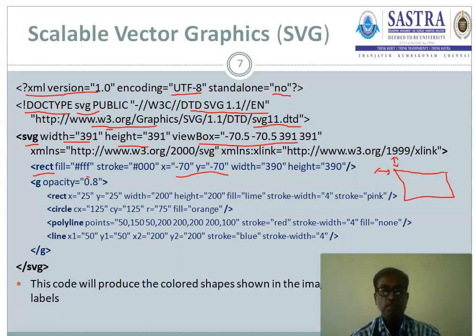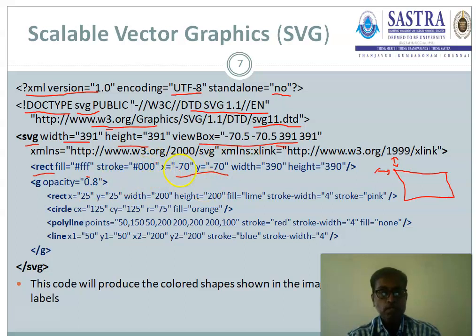All those parameters are supplied, and what color we need to fill, and any other pattern we want to display, that is, the respective designs, can be included in the rect tag. The rect tag is defined by SVG. And then the g tag, we can give some graphical properties, opacity, as well as we can group the controls: rect, circle, polyline, line. There are 4 objects drawn here.